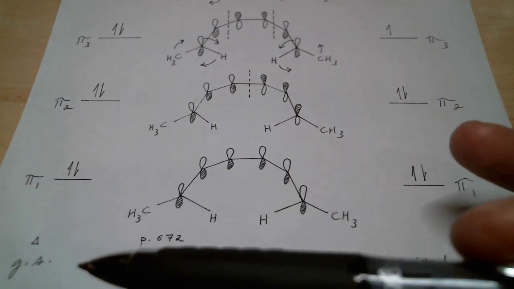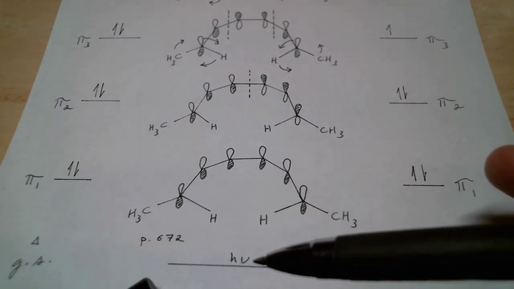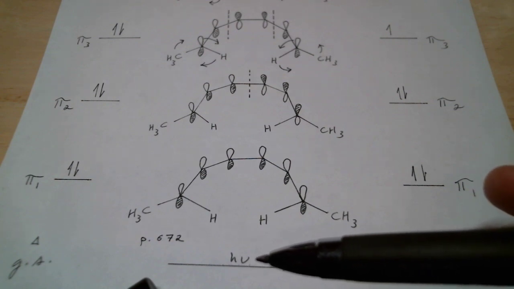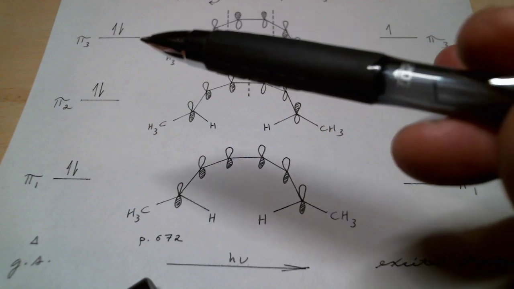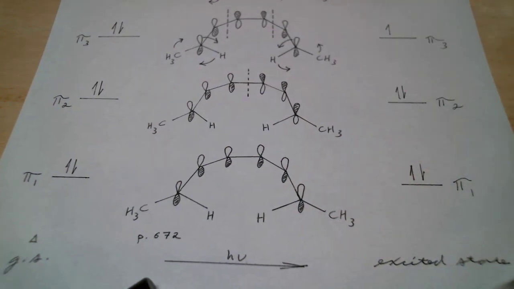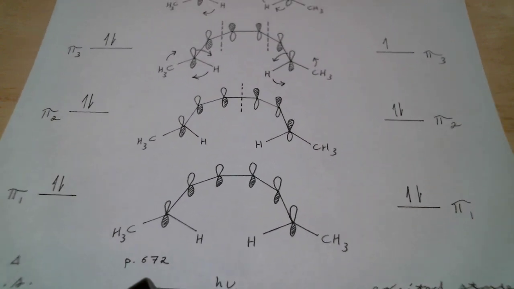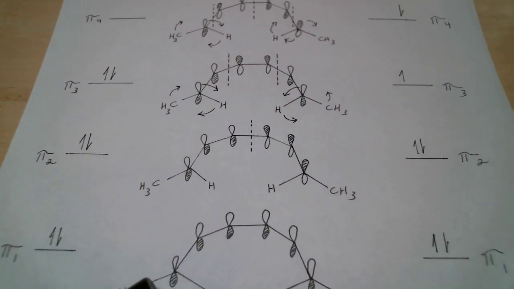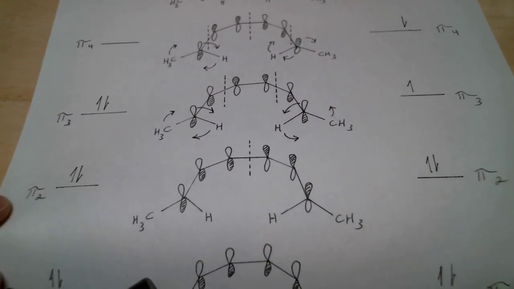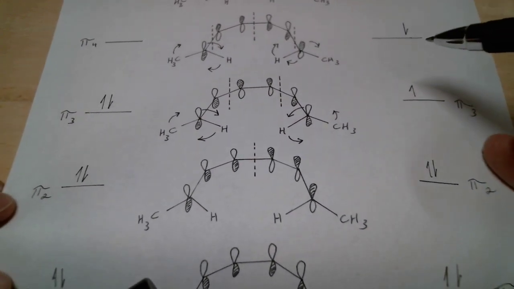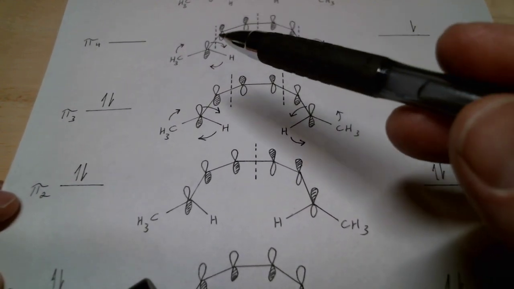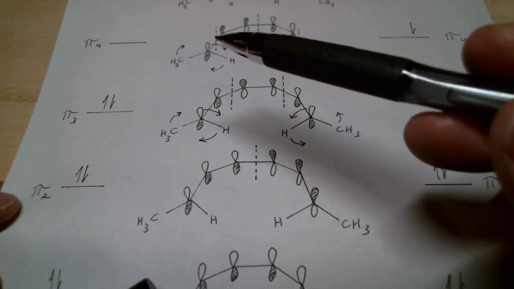Now, if I hit my triene with light, h nu, that can actually be absorbed by an electron, say in the highest occupied molecular orbital, and I can promote it to an excited state. What does that mean? That means I could promote that one electron to pi 4, right? The next higher molecular orbital in energy. And that particular molecular orbital has 3 nodes, 3 of these vertical nodes.